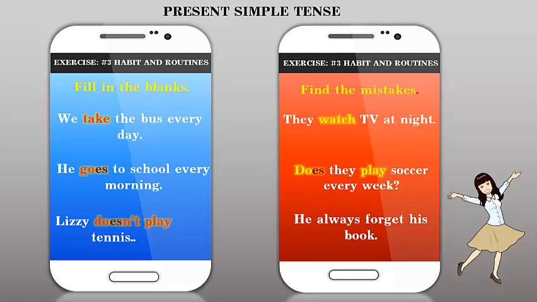Finally, he always forgot his book. In this case, the subject is he. Remember again, for he, she, it, we add s or es to the end of the verb. What's the verb in this sentence? It's forget. Therefore, we have to say he always forgets his book. Great job. Let's move on to the next exercise.